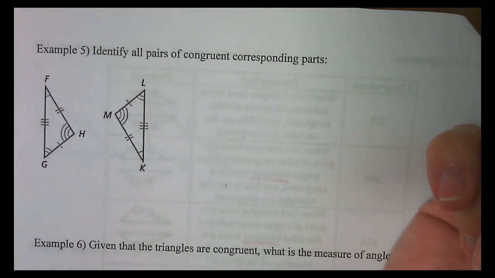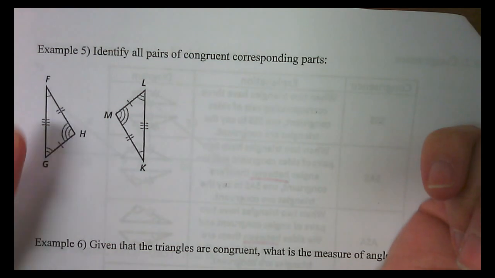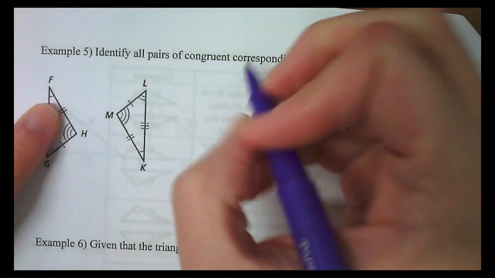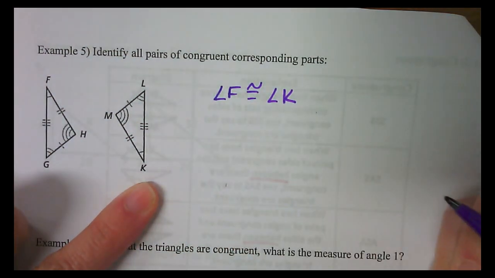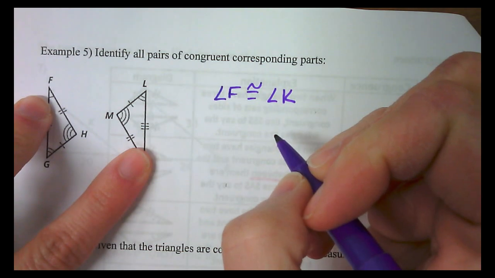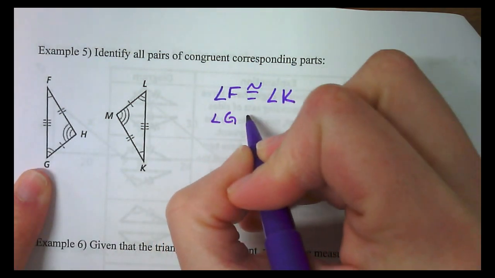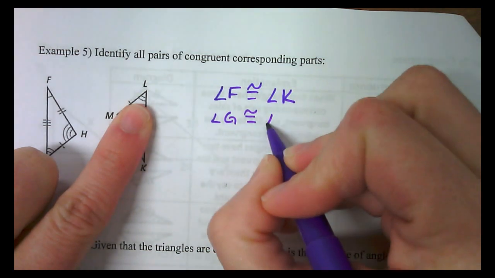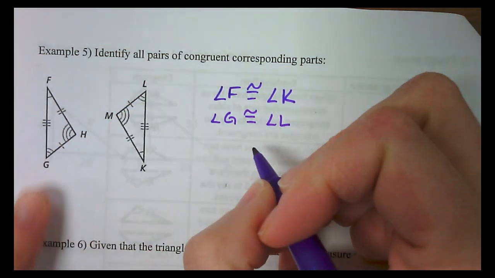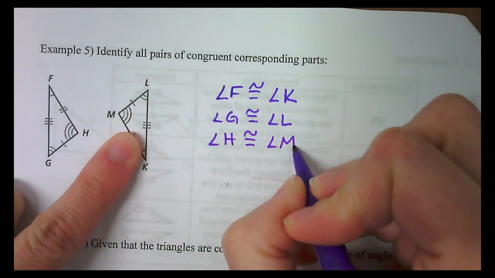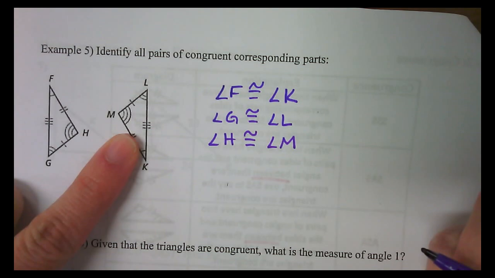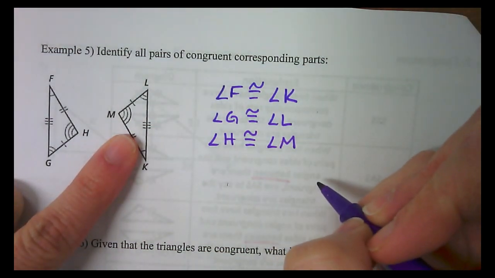All right, in example 5, it says identify all pairs of congruent corresponding parts. So we're going to do this based on the markings on our diagram. So we have angle F is congruent to angle K. They each have the one arc. Then angle G is congruent to angle L because they each have two arcs. And then angle H is going to be congruent to angle M because they both have three arcs. So these are the three sets of angles that match up.